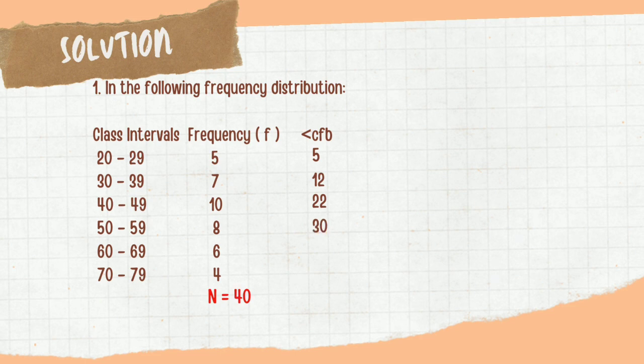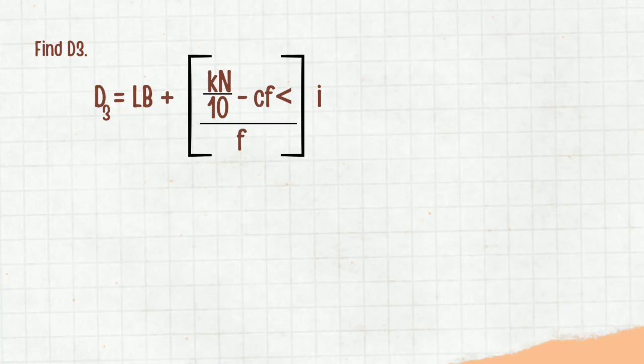30 plus 6 is 36, and 36 plus 4 is 40. So now we have our frequency, our N, and our cumulative frequency before. So next we've got to find D3. To find D3, the formula is D3 is equal to lower boundary plus kn over 10 minus cumulative frequency before, over f, then multiply it by the interval.